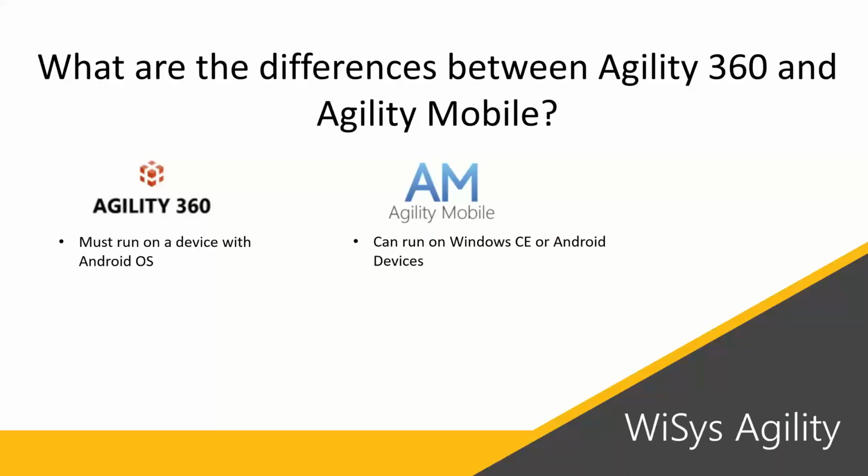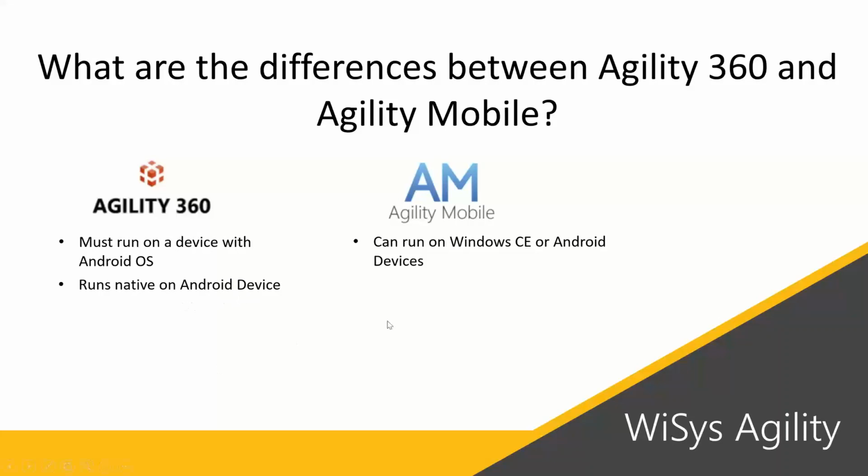Agility Mobile runs on Windows CE, or it also runs on Android devices as well, and has for a couple of years now. When the Android devices first started coming out, our Agility 360 application wasn't complete or available, so we built an RDP application that runs on the Android device. So for those of you that are running older Windows devices and don't want to move to Agility 360 for whatever reason, you can still get new Android devices and continue to run on Agility Mobile if you so choose.